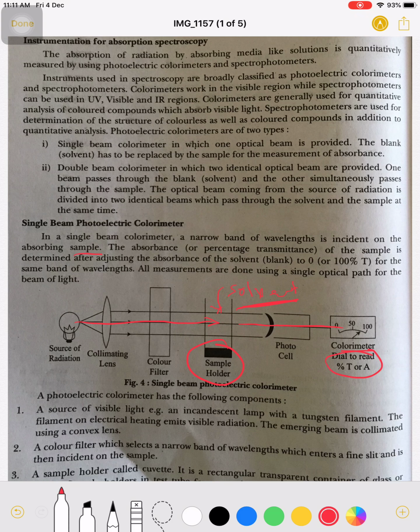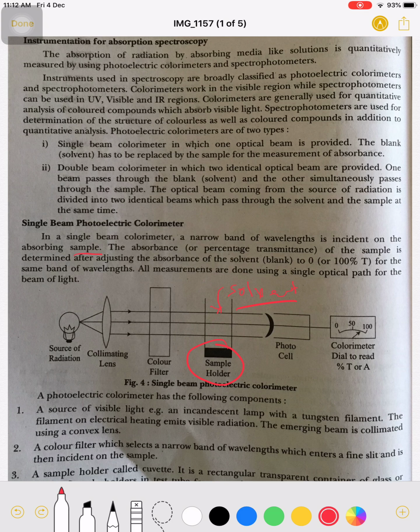So when we are using a solvent, we must adjust the absorbance of this solvent solution to 0, because in the solvent there are no other ions or other sample dissolved. The solvent is free from compound, therefore when the radiation passes through the solvent, the absorbance should be 0 and the transmittance 100%. That is, the radiation is totally transmitted through the solvent. There is no absorbance for this solvent.